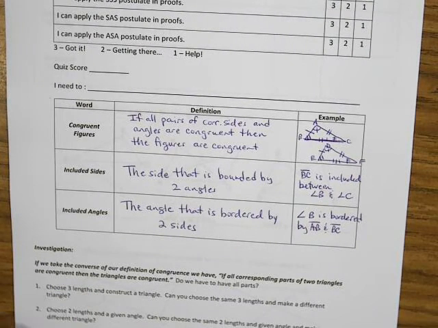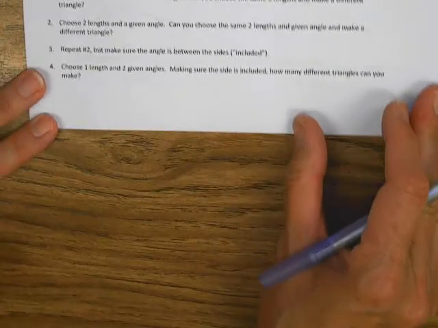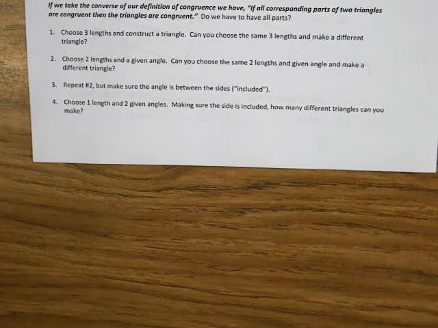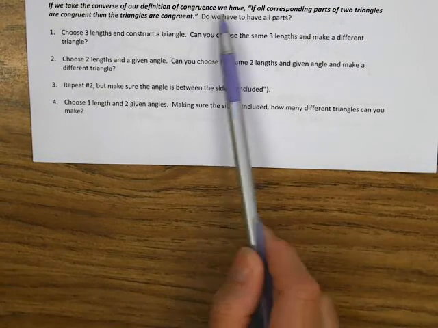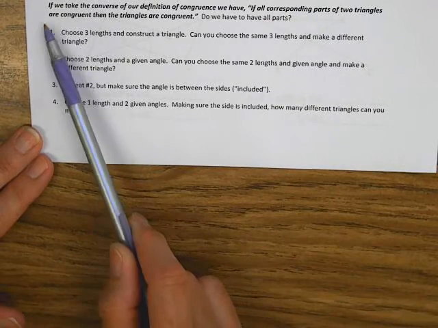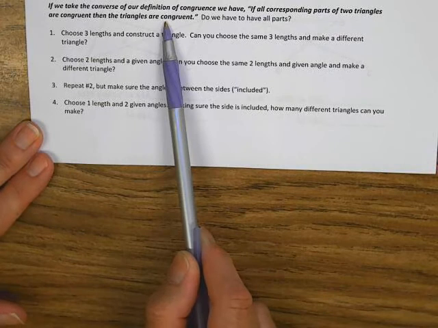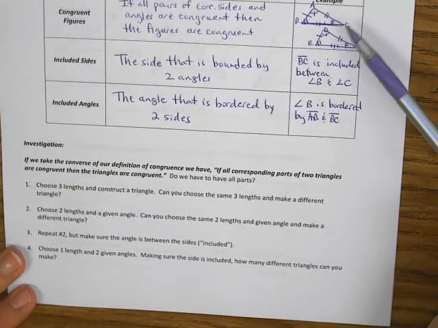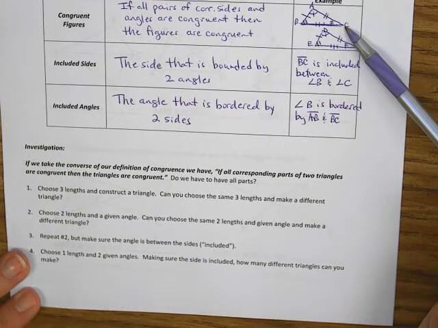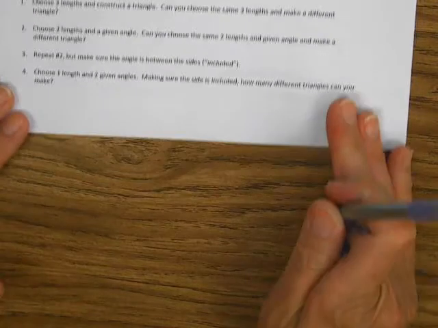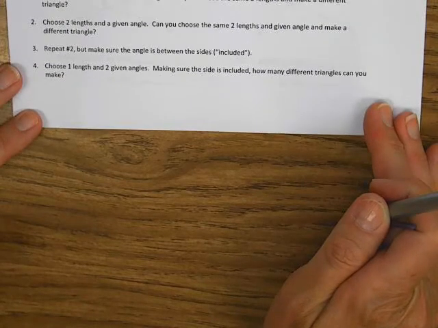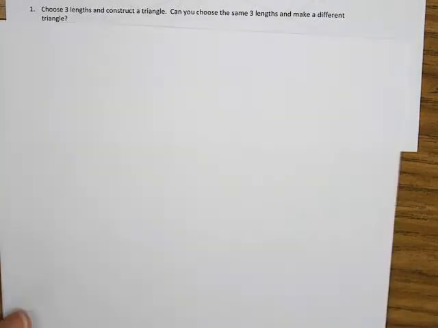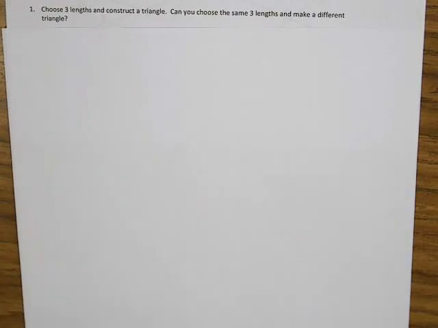All right, so if you look below here, we're going to do a little bit of an investigation. If we take the converse of our definition of congruence, we have if all corresponding parts of two triangles are congruent, then the triangles are congruent. So that's what we were talking about a minute ago. In order to say triangles are congruent, right now we have to have three pairs of sides and three pairs of angles, which is just a lot. So we're going to see if we can narrow that down. If you look at number 1, it says choose three lengths and construct a triangle. Can you choose the same three lengths and make a different triangle?